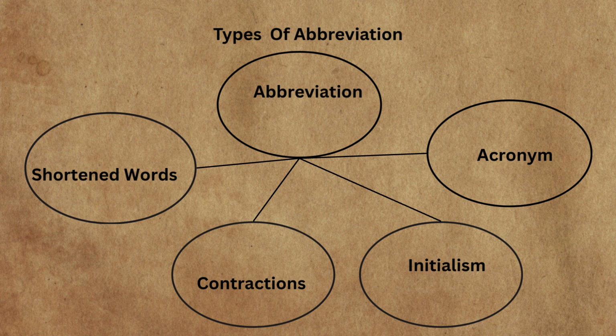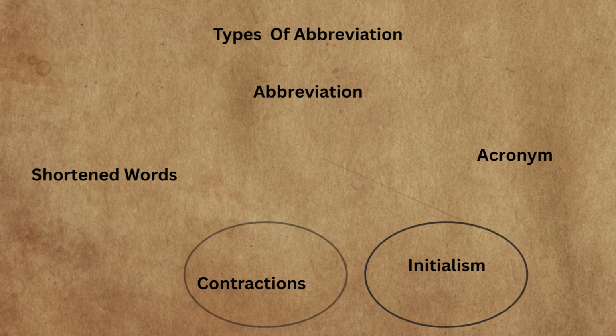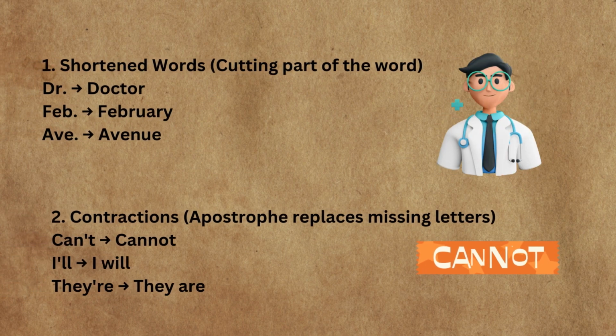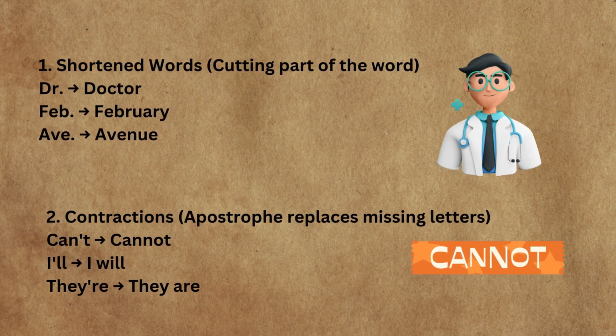Now let's see the different types of abbreviation. First, shortened words. Second, contraction. Third, initialism. Fourth, acronym. Further, we will elaborate on every type of abbreviation.